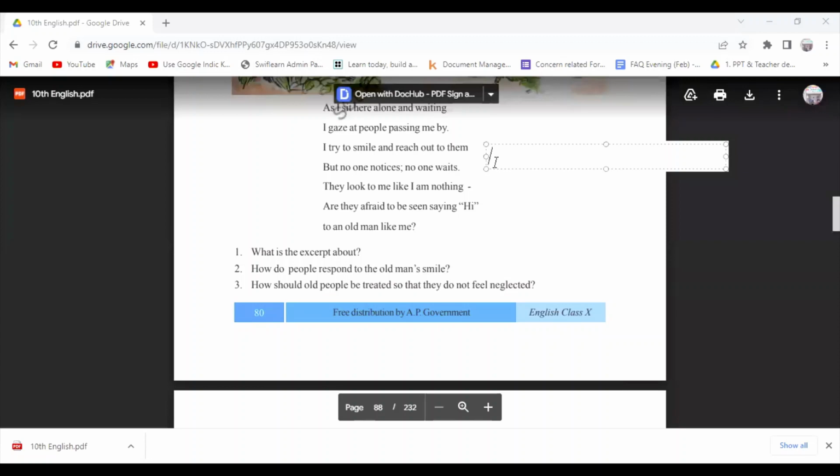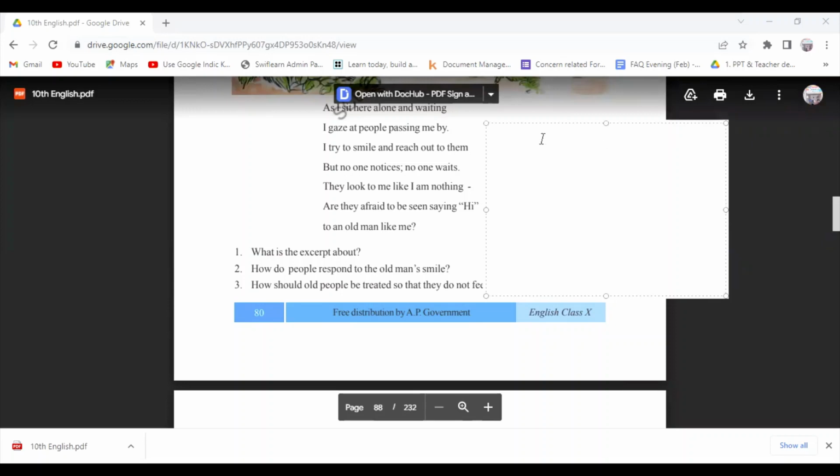So, but I'm writing here my own perception only in such a way that it may be helpful for you. You can write in your own sentence also. You can write your own answer if you feel like my answer is not appropriate for you, because this is an open-ended question. So how should old people be treated so that they do not feel neglected?